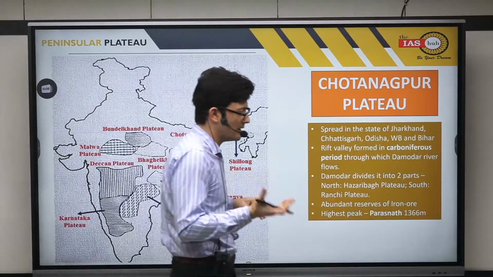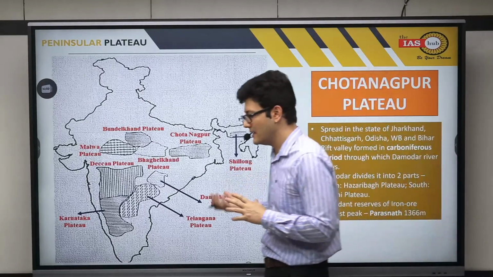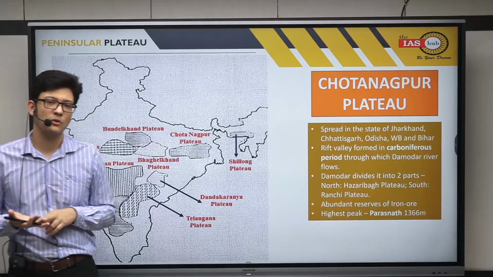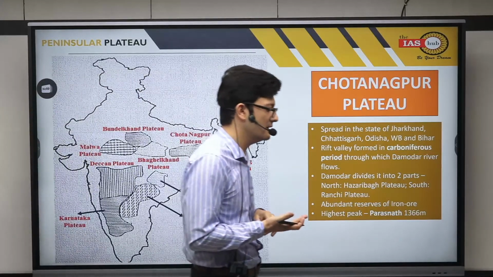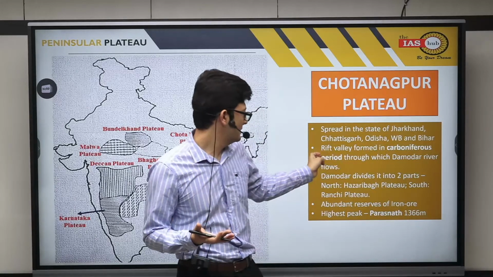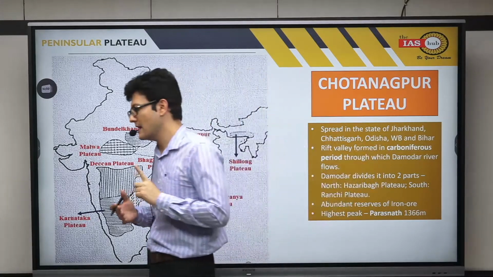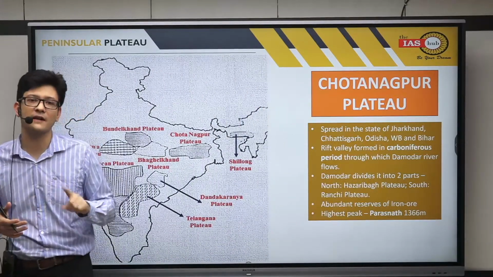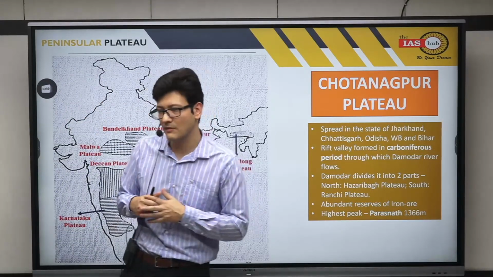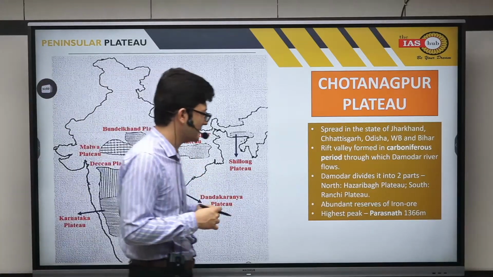And the Chota Nagpur Plateau region is like hard rock material. Not much sedimentation is there. If the rivers are flowing through it, they flow through a rift valley which has already been created in the earlier times, in the Carboniferous period, through which Damodar River flows. Now this Damodar River divides this plateau into two parts. The upper part is known as the Hazaribagh Plateau, and the southern part is known as the Ranchi Plateau.